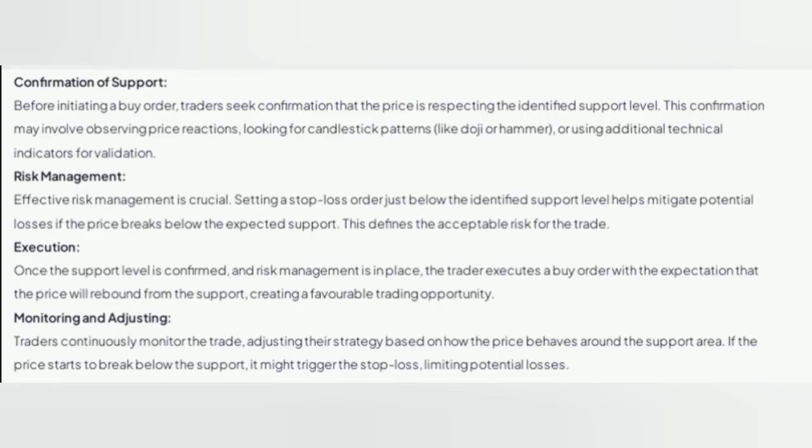Execution. Once the support level is confirmed and risk management is in place, the trader executes a buy order with the expectation that the price will rebound from the support, creating a favorable trading opportunity. Monitoring and adjusting. Traders continuously monitor the trade, adjusting their strategy based on how the price behaves around the support area. If the price starts to break below the support, it might trigger the stop loss, limiting potential losses.